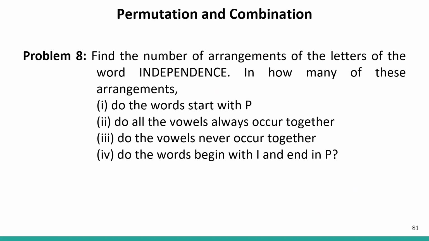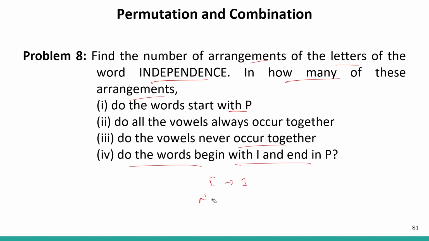Find the number of arrangements of the letters of the word independence. In how many of these arrangements do the words start with P and all the vowels occur together? Do vowels never occur together? Do the words begin with I and end with P? So let's try to see the word independence. Okay, so I occurs only once.